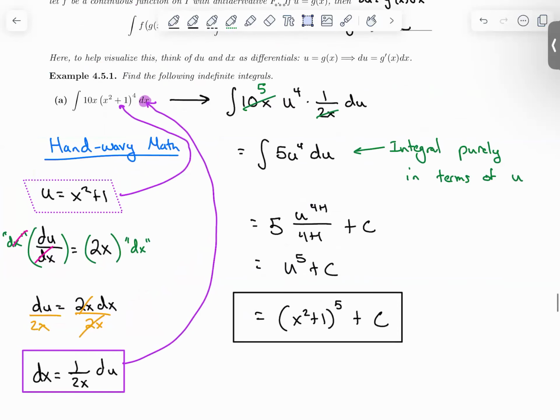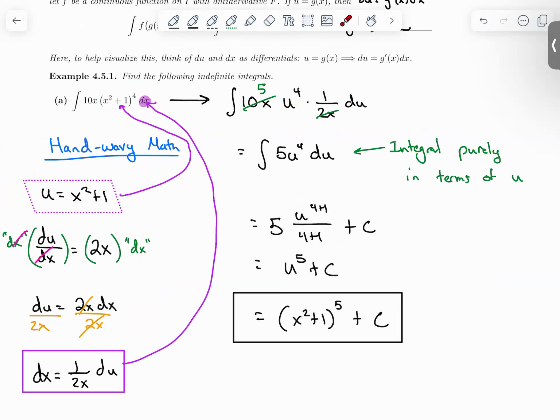So after you've done that, then you can make a bunch of substitutions, hence the name integral substitution. You can substitute u in for what you claimed it to be. So x squared plus 1 is u, so this is now x squared plus 1 to the 4th, and x squared plus 1 to the 4th is now u to the 4th. And then dx, as we've solved here, is 1 over 2x du.